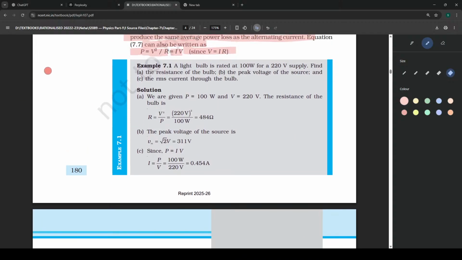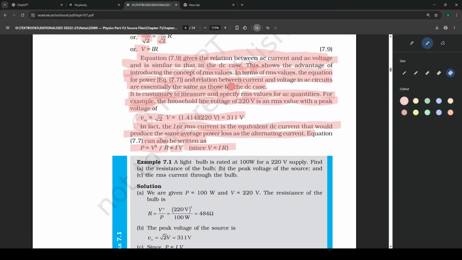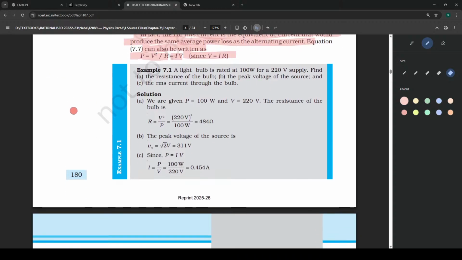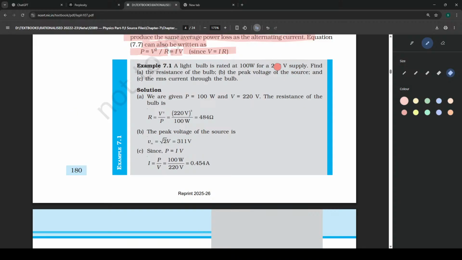A light bulb is rated at 100 watt. Watt is the unit of power. For a 220 volt supply, this 220 volt is the RMS value. I said before that 220 volt in India is an RMS value. Mainly, in the question they did not specifically mention the V naught value, so that means it must be an RMS value. 220 volt is an RMS value.